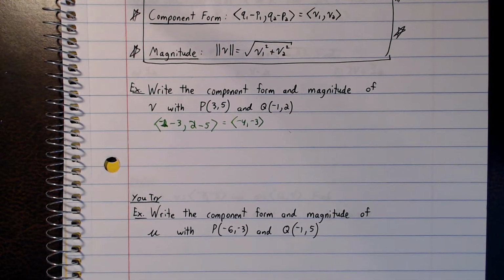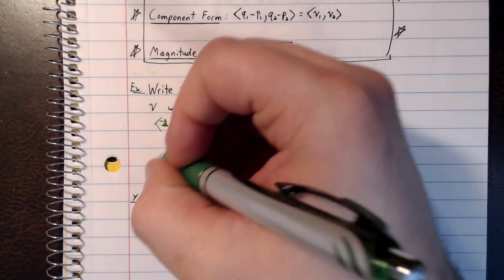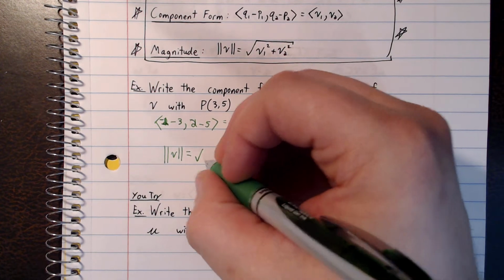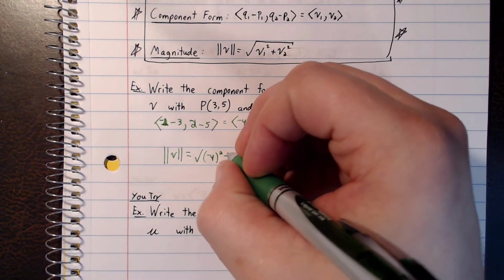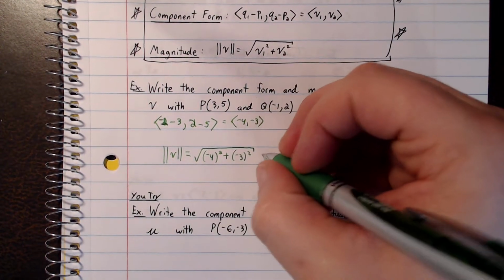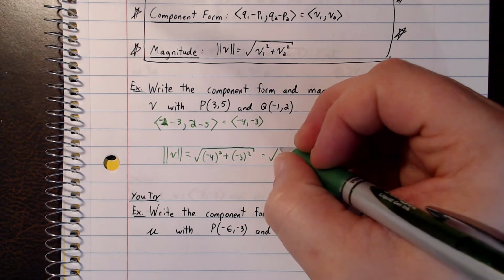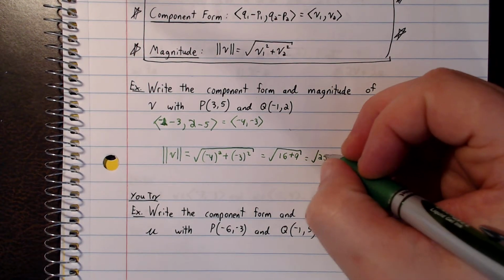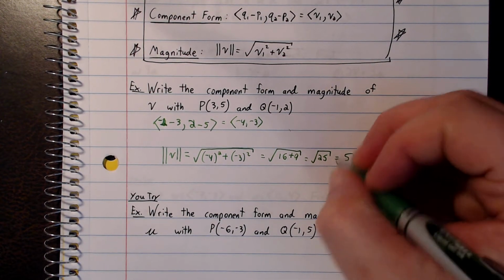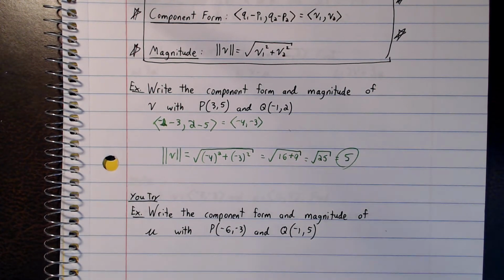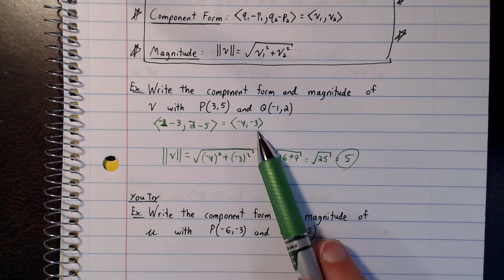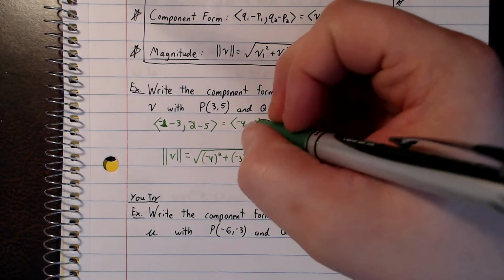That's the component form. Then they want us to find the magnitude. So the magnitude is going to be equal to the square root. We already found our V1 and we found our V2, so we just put them under and square them. Square root of 25, we can actually get that in our heads, right? The square root of 25 is going to be 5. So our magnitude is 5, and our component form is -4, -3.